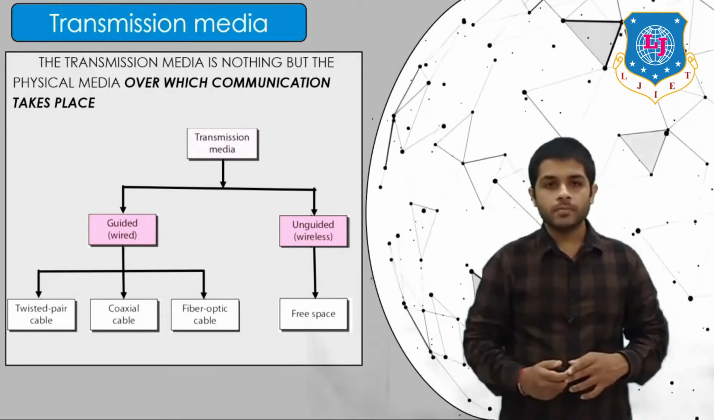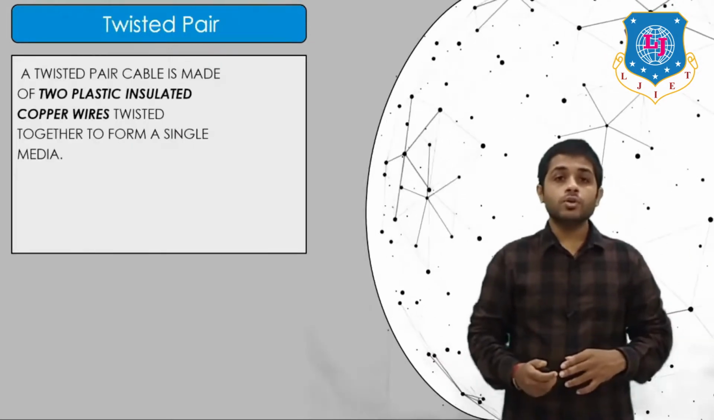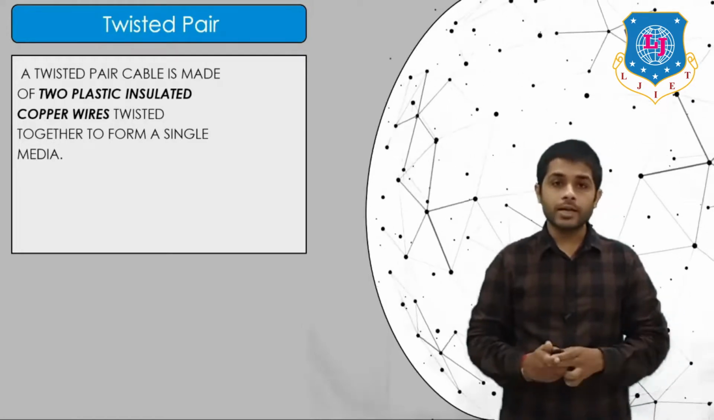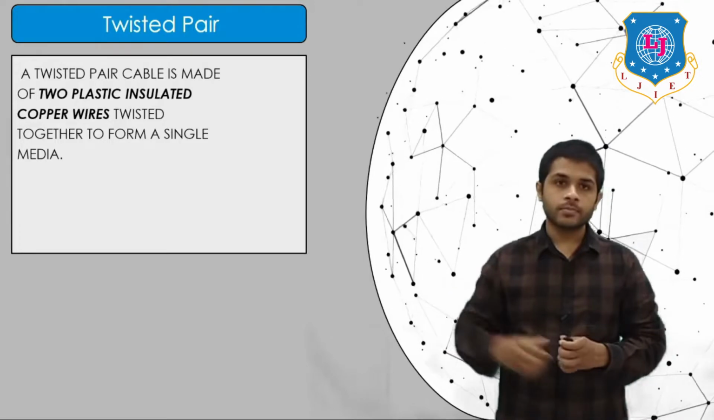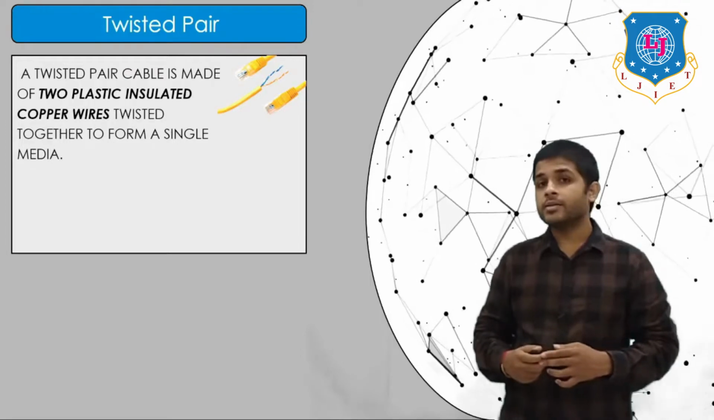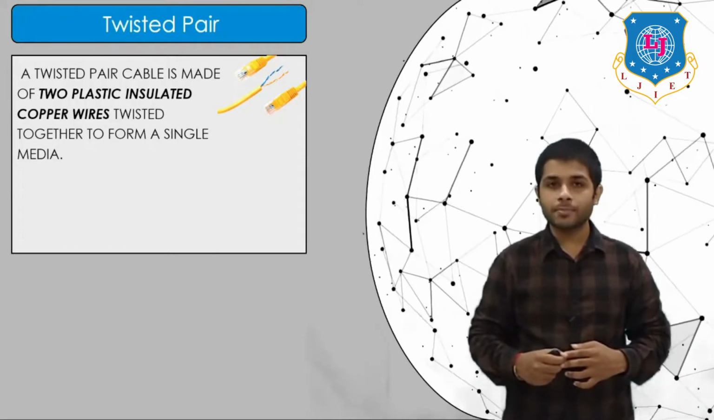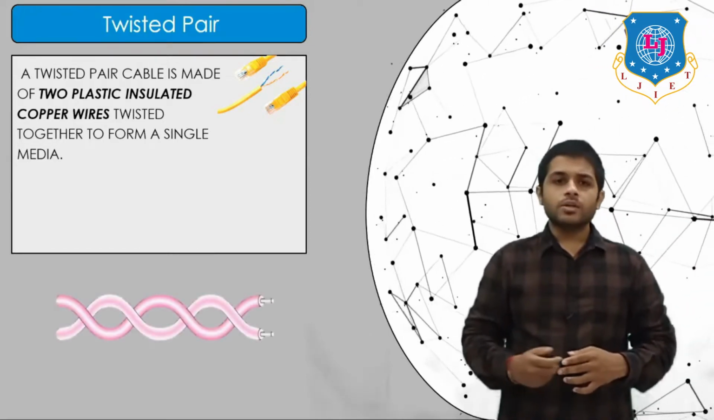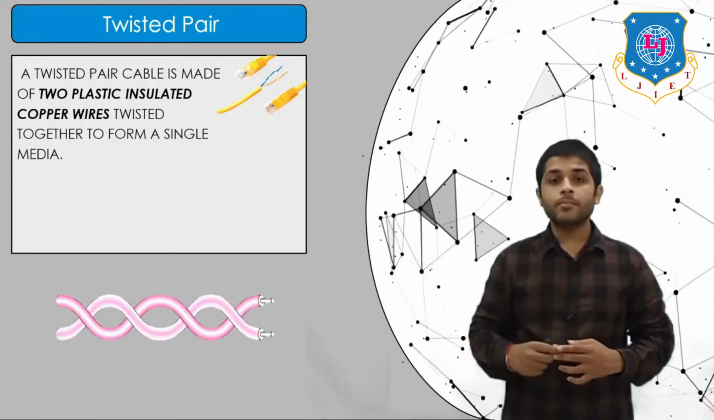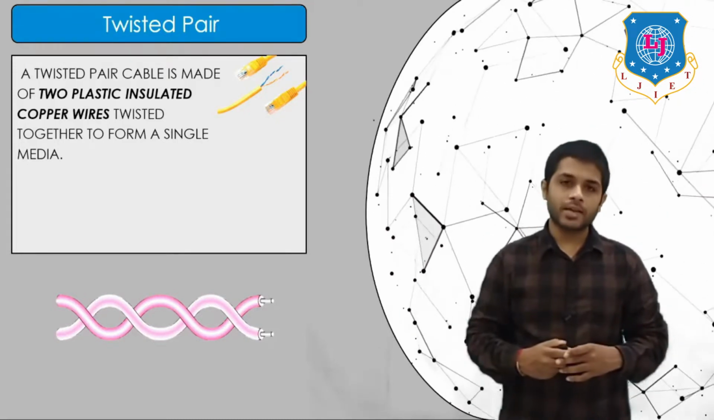Let's discuss all. Let's see the twisted pair cable first. The twisted pair cable is made of two plastic insulated copper wires which are twisted together. You can see that this is the twisted pair cable, and it can be seen in the Ethernet cable, the LAN cable that you use to connect your laptop or your router. You can see in this figure two cables which are insulated by plastic and twisted together, and it is simply called twisted pair cable.